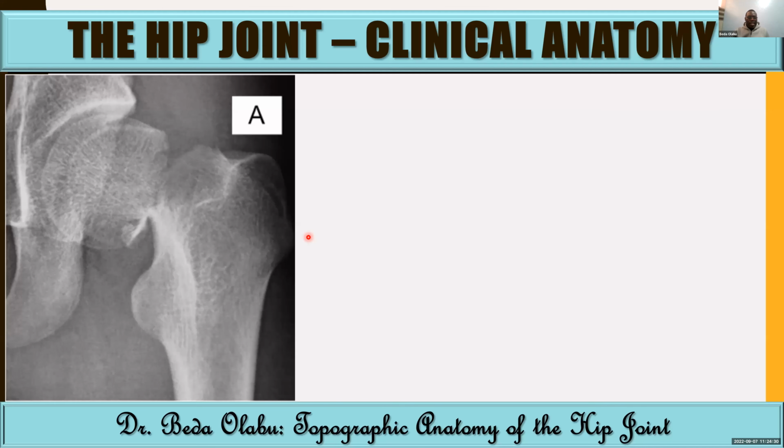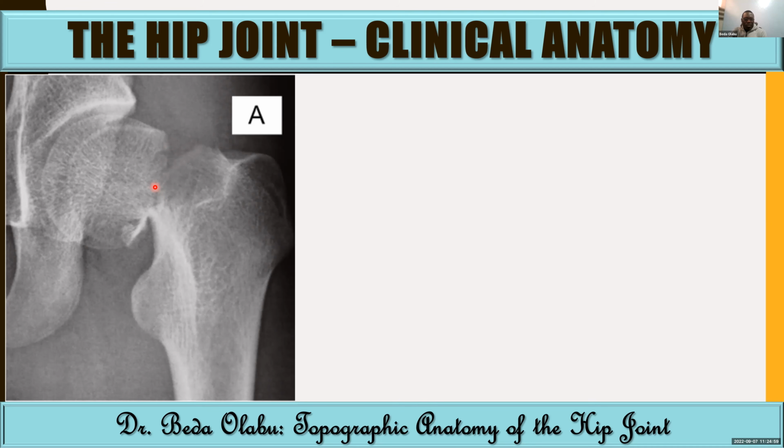The other thing I want to discuss is fracture of the femoral neck and its implication on the blood supply to the head of femur. So this image shows us a fracture of the femoral neck. We don't know whether there's a lot of dislocation because we're just looking at one view, but at least we confirm there's a fracture.